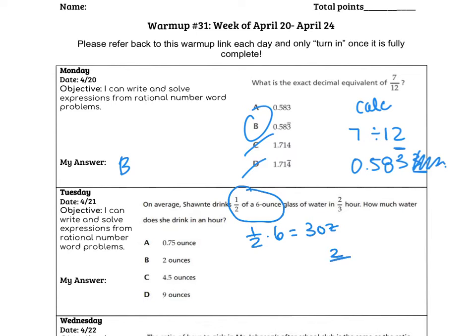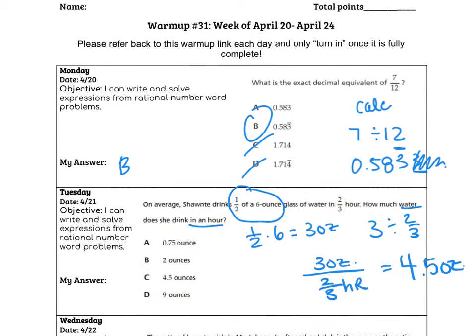So it's just 3 ounces. It's ounces per hour, water per hour. So it's 3 ounces divided by 2/3 of an hour, and you divide 3 by 2/3, and you get 4.5 ounces. So letter C.